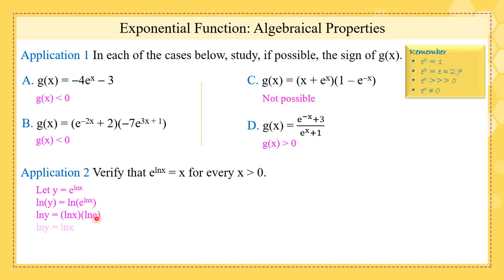Remember, ln e is 1, so ln y is equal to ln x, which means that y is equal to x. So y is equal to x, and at the beginning we supposed that y is e to the power ln x, so we can say that e to the power ln x is equal to x. So e to the power ln x is x.